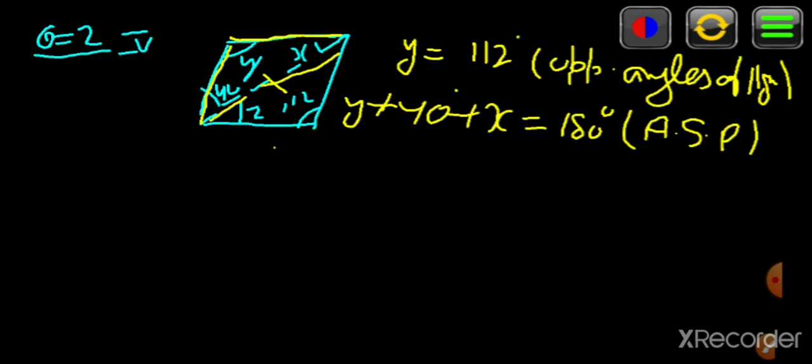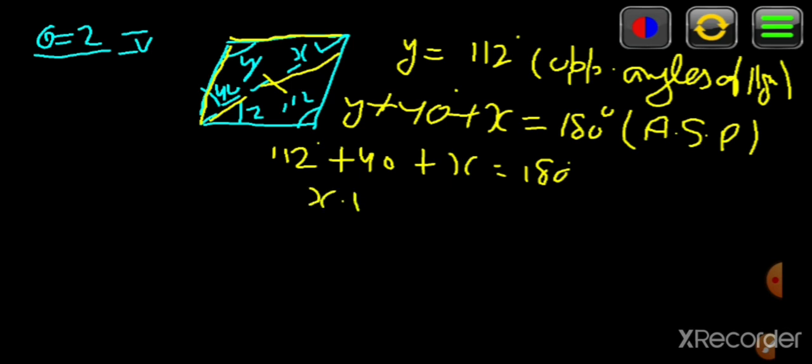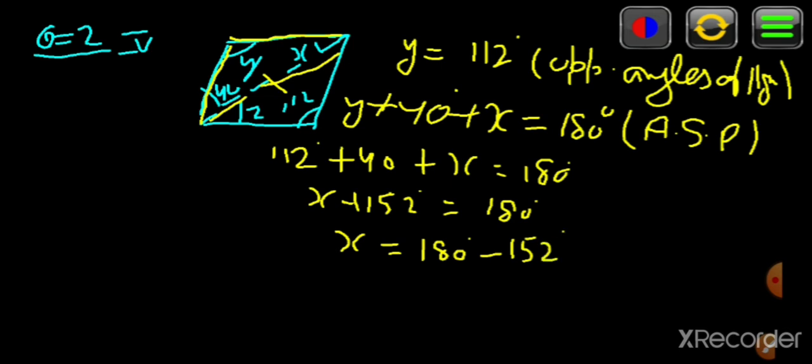Now y is 112. 40 plus x is equals to 180 degree. Now add this. 112 plus 40, 152. X plus 152 degree is equals to 180 degree. X comes out to be 180 degree minus 152 degree. That is, x comes out to be 28 degree.